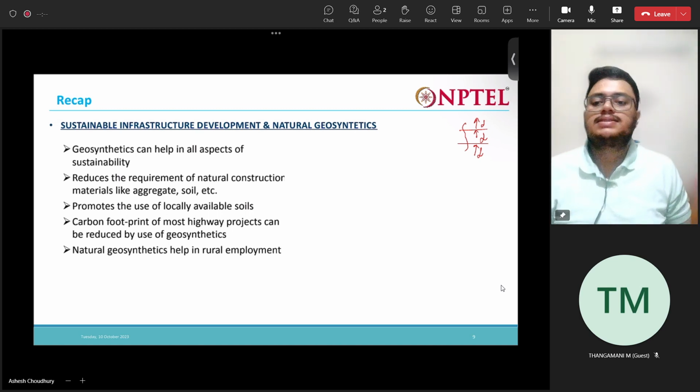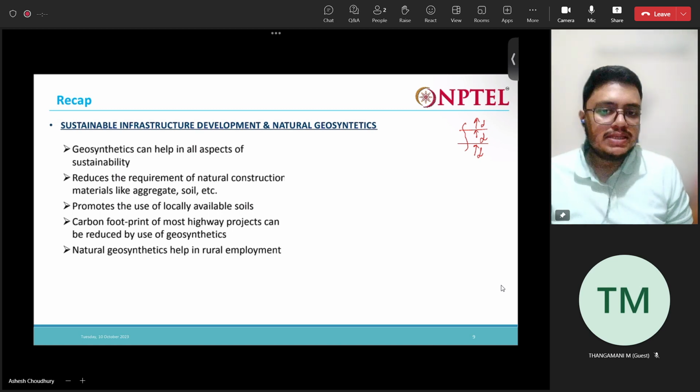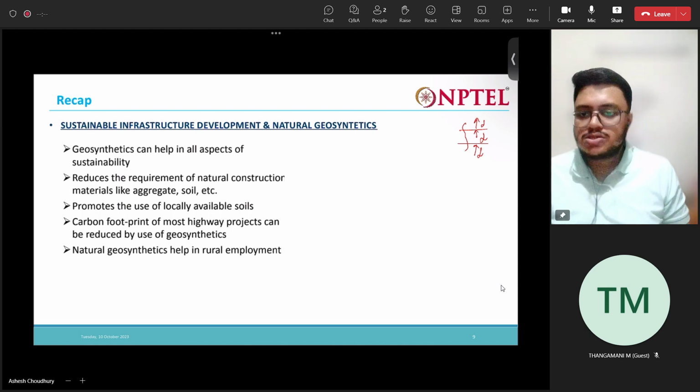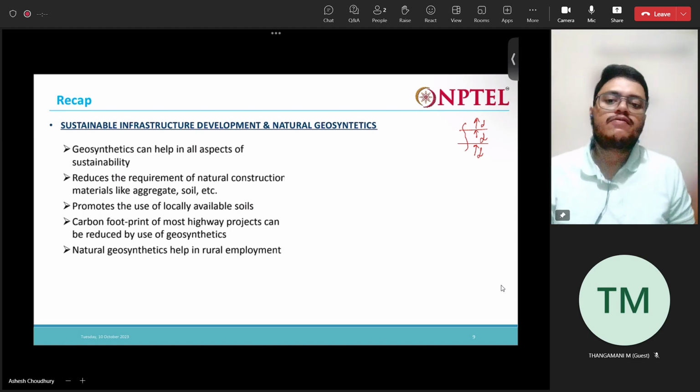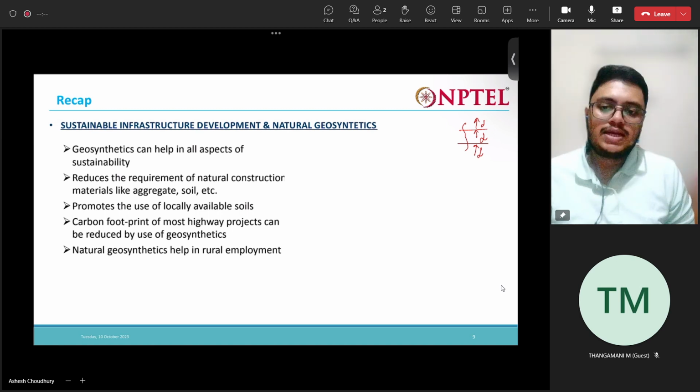Now, what is sustainability? It means that however we are using natural resources, our future generations should also be able to use them. We have to ensure that our future generations also have access to this. Geosynthetics can help in all aspects of sustainability. How? They reduce the requirement of natural construction materials like aggregates, soil, etc.